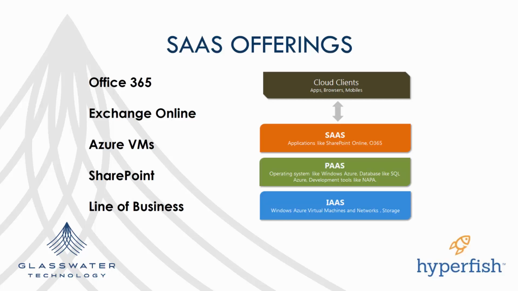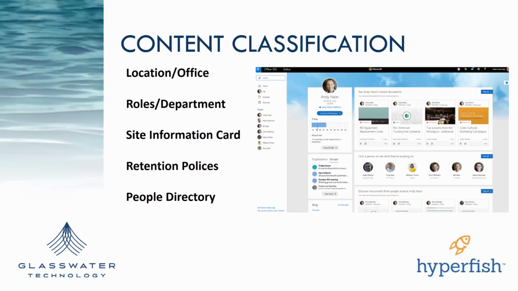Another big key for Active Directory governance is content classification, based on location and office, automatically tagging data based on where the location or office is for a user, leveraging Delve in Office 365. All that content is based on Active Directory components, whether it's your role or department, or the people directory itself, where all your contact information is.